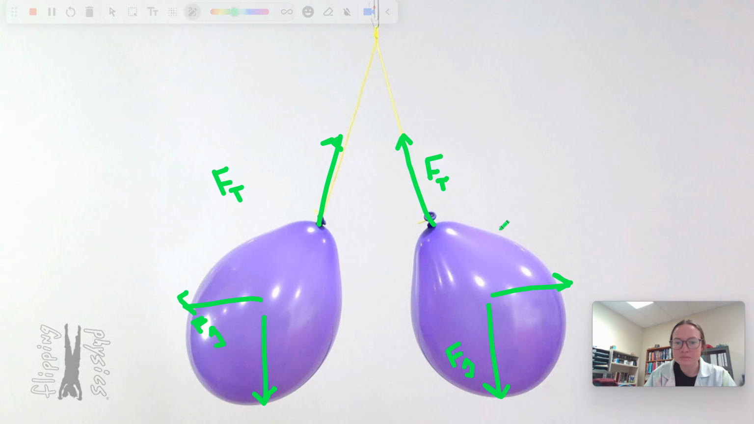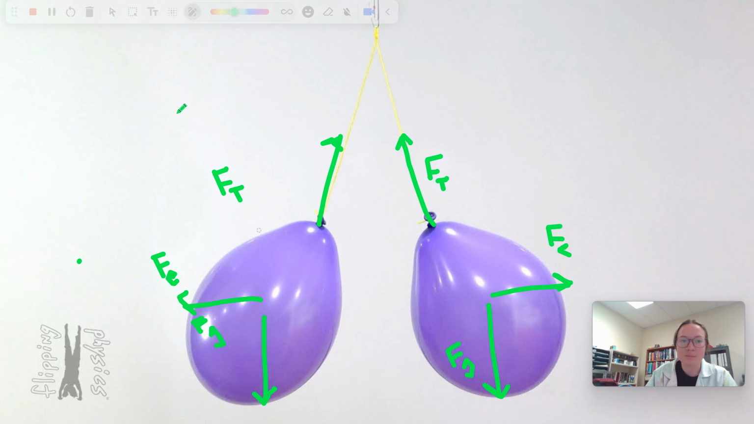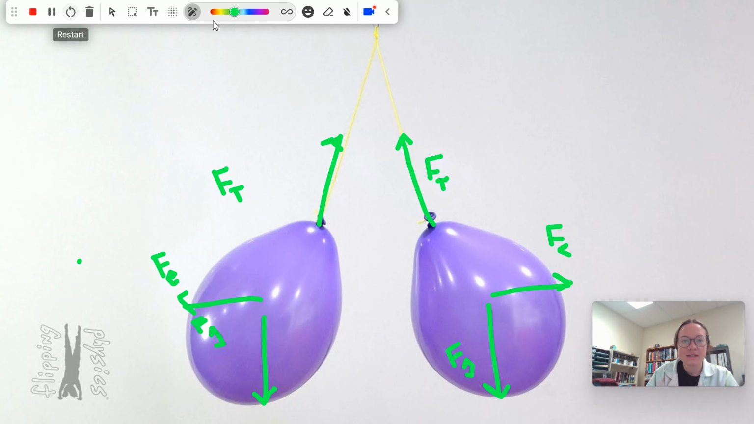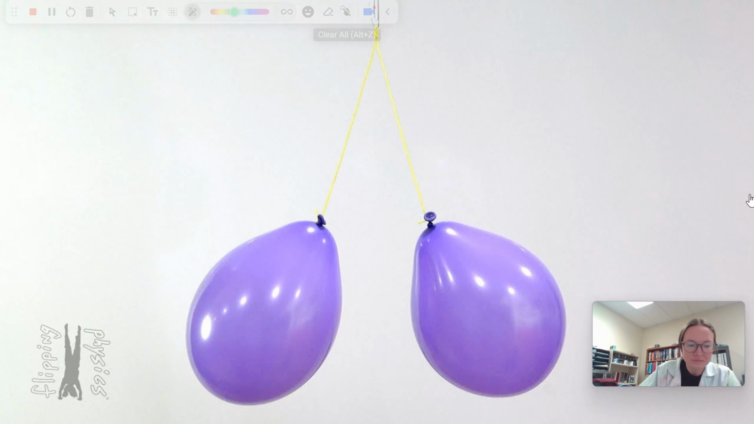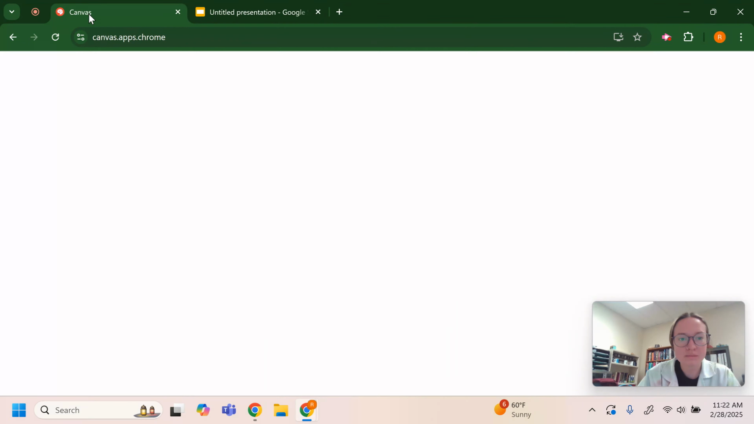That force is what we call the electrostatic force, and we represent it with the letter F, little e, F_E. And that is our topic of the day. Today, we are going to be talking about the electrostatic force and Coulomb's law.